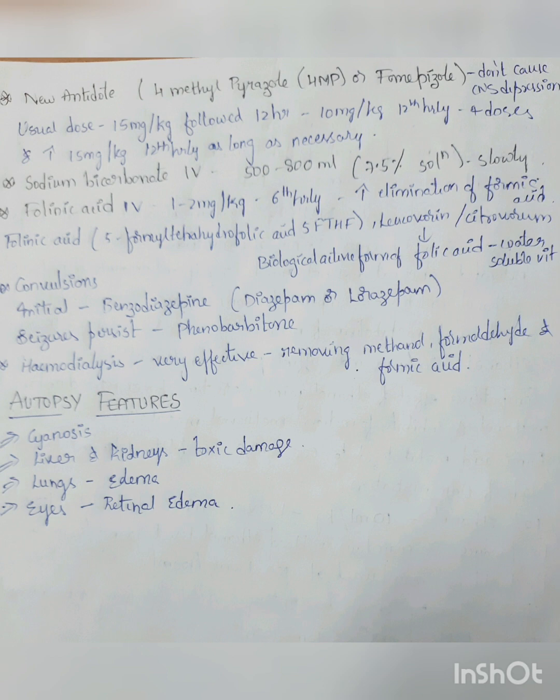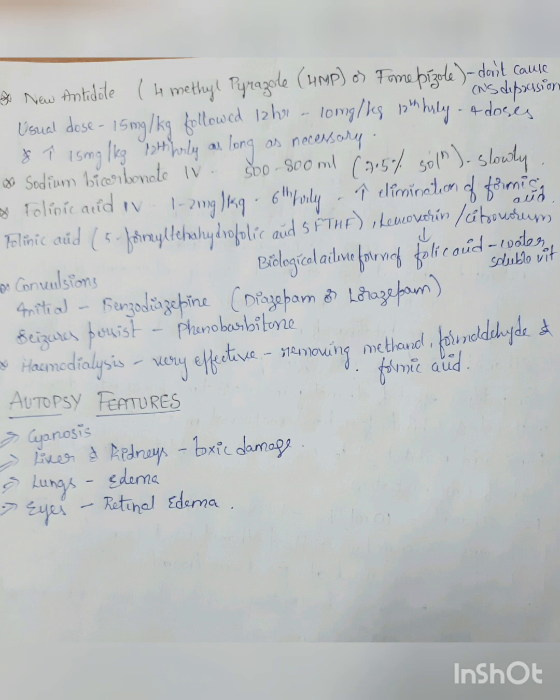A new antidote, that is 4-methylpyrazole, 4-MP or fomepizole, is used in Western countries, as it does not cause CNS depression. The usual dose is 15 mg per kg, followed after 12 hours by 10 mg per kg every 12 hours in 4 divided doses. And then we have to increase the dose again to 15 mg per kg as long as it is necessary.